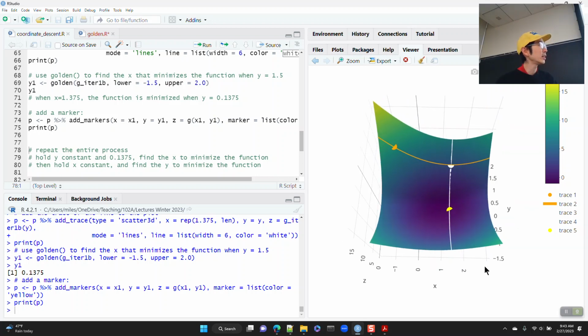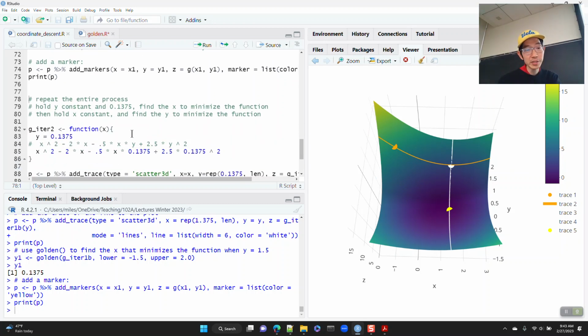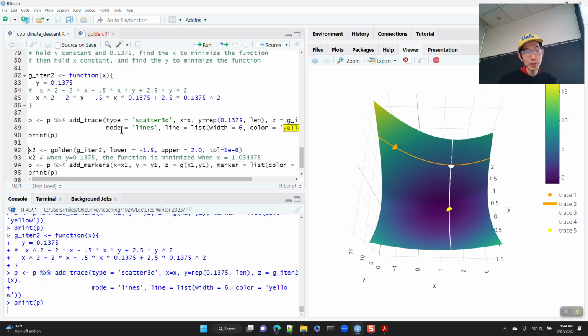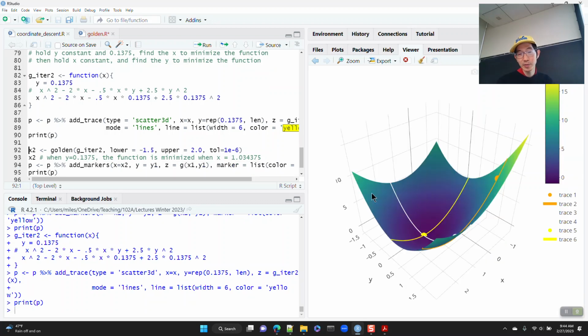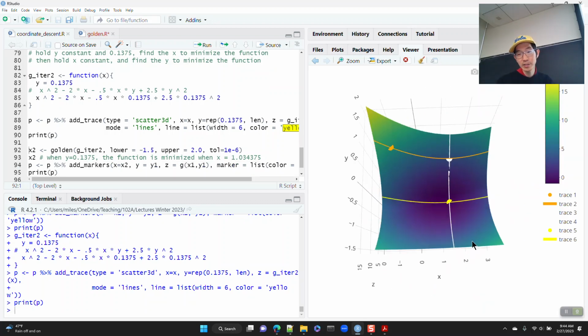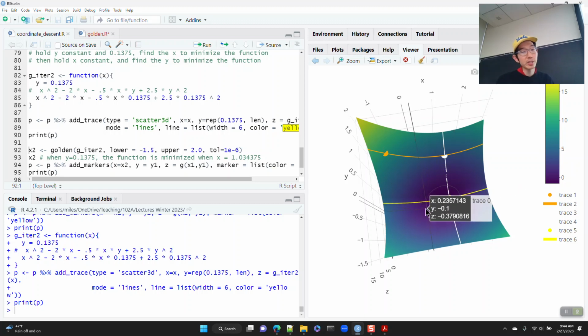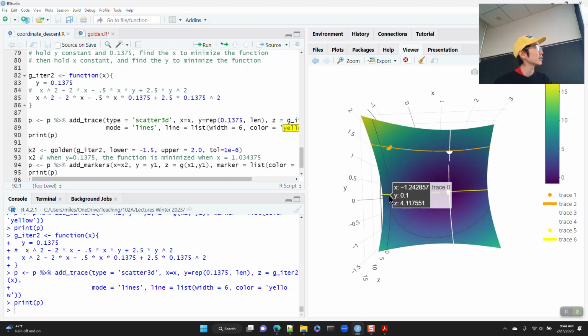And then I just repeat it again and again. So I say, all right, let's lock y in at 0.1375. I replace y with 0.1375, and then we'll plot the line there. You can see we're getting closer to wherever this bottom is. And so here is y locked in at 0.1375.